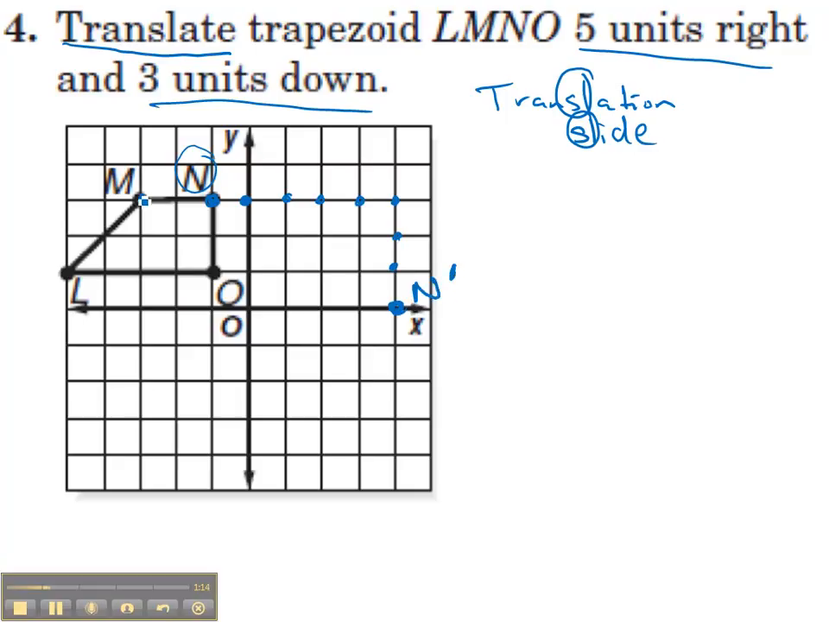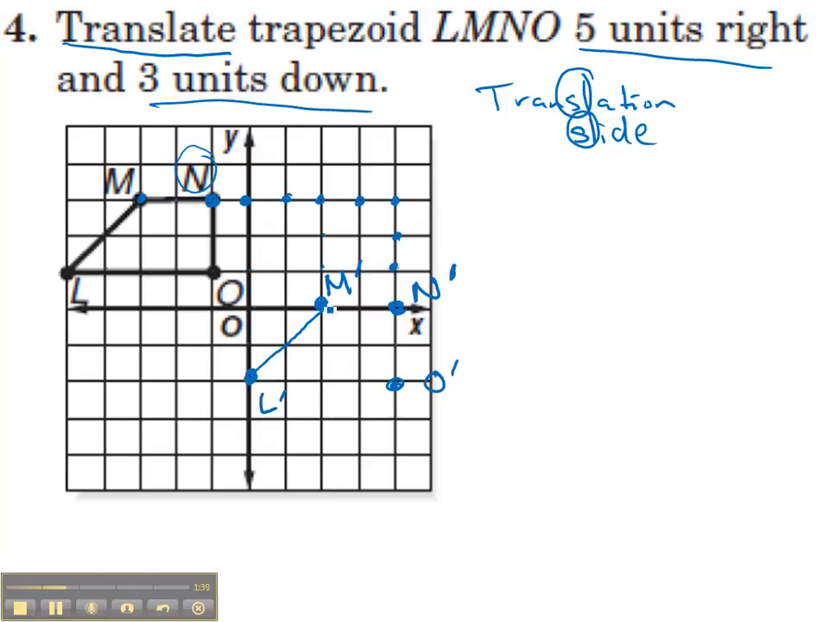Do the same thing with M. 1, 2, 3, 4, 5 to the right, and then 1, 2, 3 down. There's the new location for M prime. O, 1, 2, 3, 4, 5 to the right, 1, 2, 3 down. There's our new O prime. And L, 1, 2, 3, 4, 5 to the right, 1, 2, 3 down. There's our new L prime.